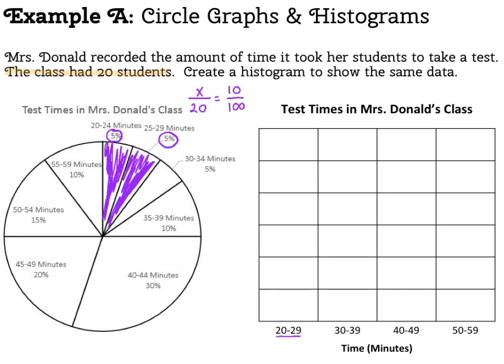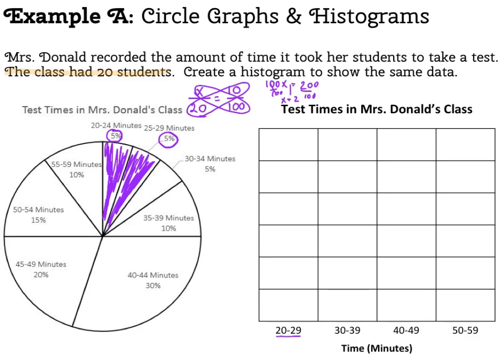So now that we've done that, we're going to cross multiply. 100 times x is 100x, and then 20 times 10 is going to be 200. Then we're going to divide both sides by 100, and x is going to equal 2. And that's going to be our 2 students. So we know that the first column is going to have 2 students.